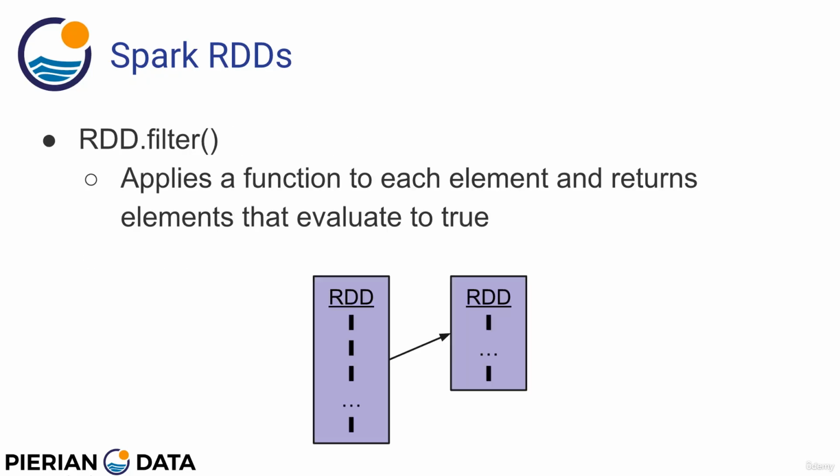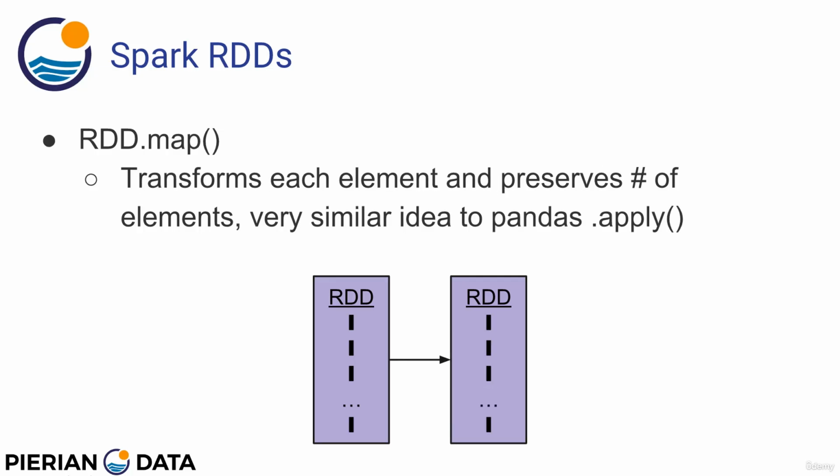RDD filter applies a function to each element and returns elements that evaluate to true, just like Python's built-in filter function. RDD map transforms each element and preserves the same number of elements. This is a really similar idea to pandas.apply. You map some sort of function to every element in the RDD.